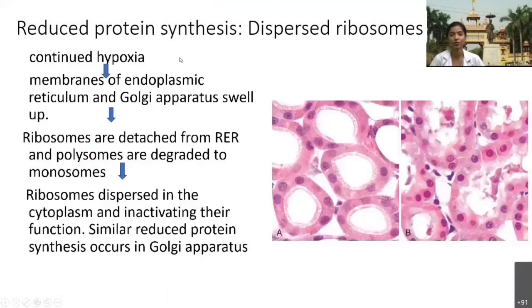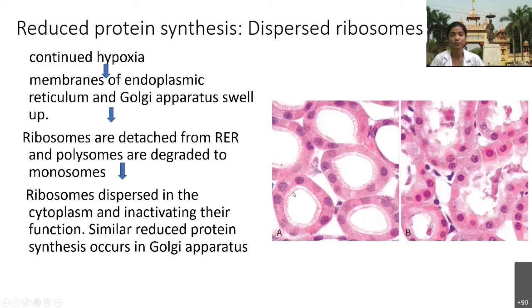Now, what will happen in case of reduced protein synthesis? When there's continued hypoxia, again, the membranes of the endoplasmic reticulum and Golgi apparatus will swell up. There will be detachment of ribosomes, and these ribosomes will get dispersed in the cytoplasm, and the function will be inactivated. Now, what happens because of this decreased protein synthesis or decreased RNA synthesis? There is increased eosinophilia. As you can see, this cytoplasm is not that pink, while in this cell, the cytoplasm is appearing more pink. This is called a hypereosinophilic state, or increased eosinophilia.